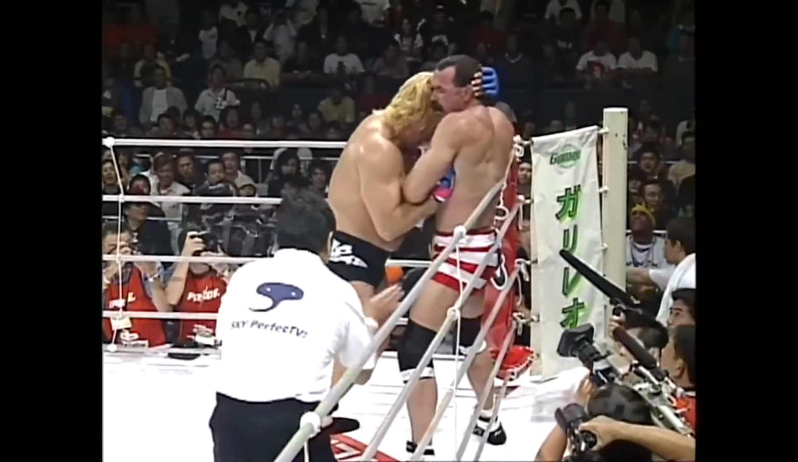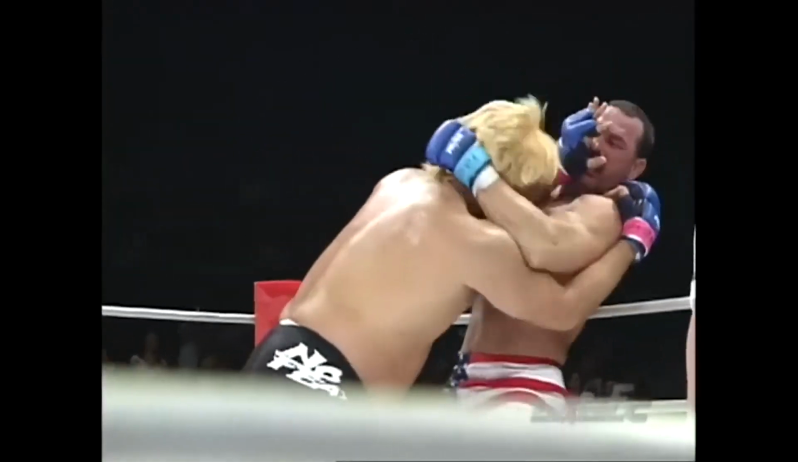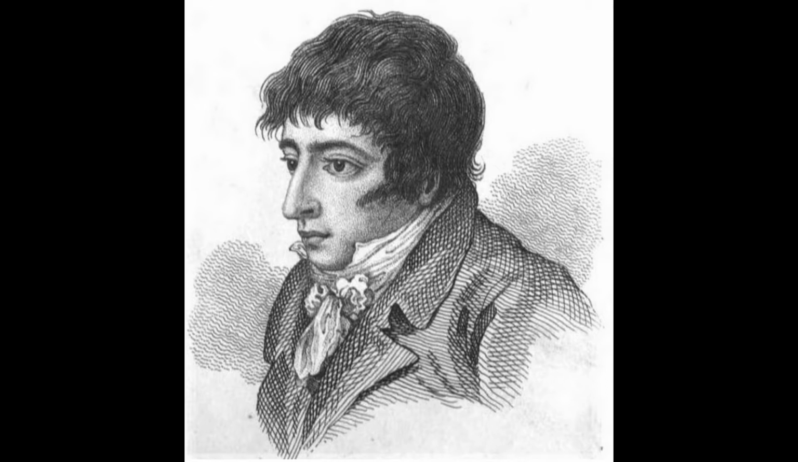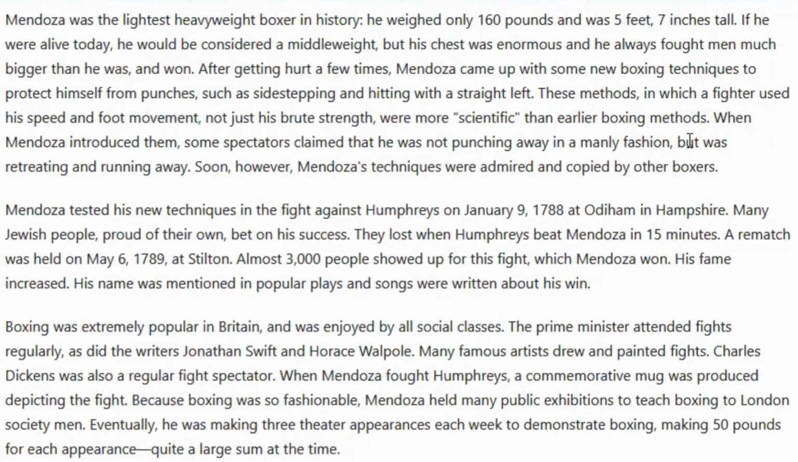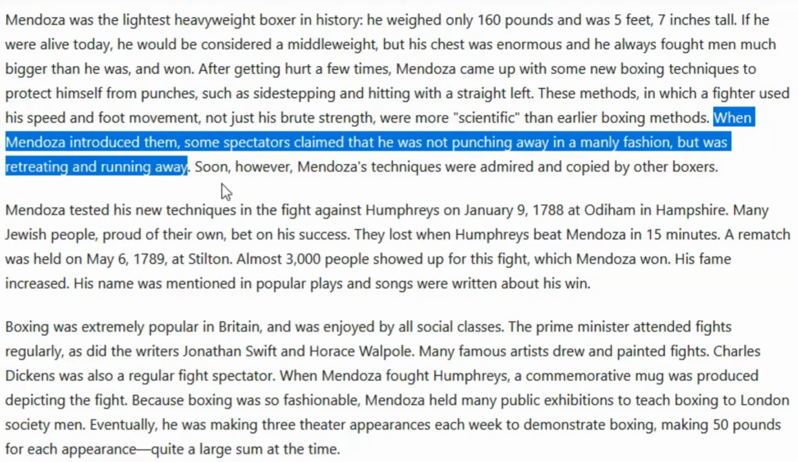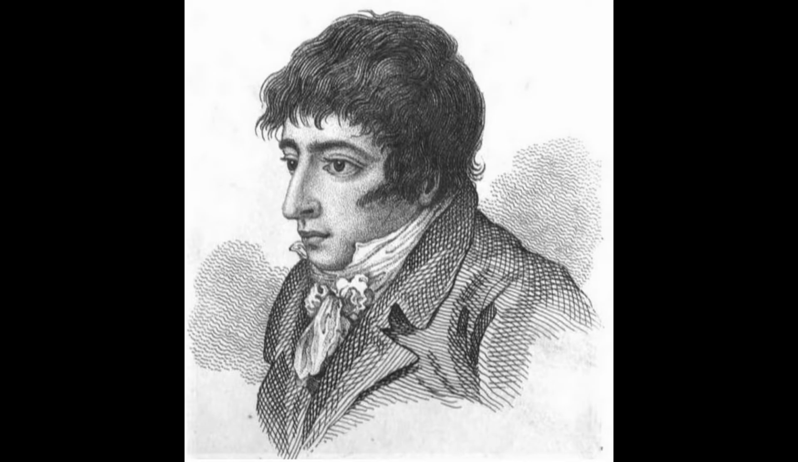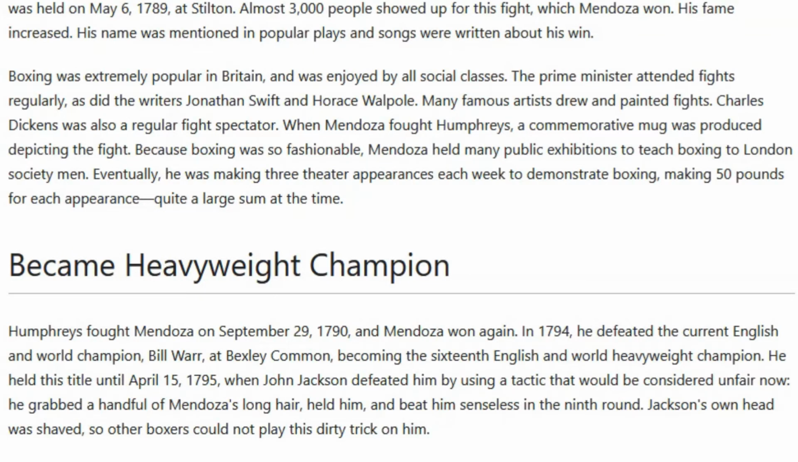For daring to occasionally avoid a punch and having the audacity to punch out with his left hand, Mendoza was the first boxer in history to receive the Mayweather honor of being accused of retreating and running away. Still, the idea that you could box without relying entirely on your HP bar and raw power output caught on amongst the masses, and Mendoza quickly found himself holding exhibitions and lessons on his methods to crowded theaters multiple times a week.